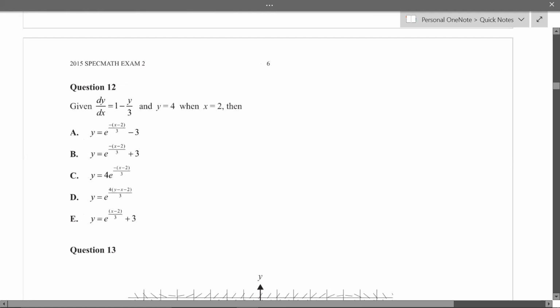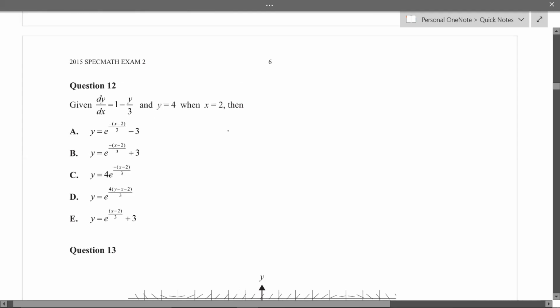So this is just differential equations. So if you have dy dx equals 1 minus y on 3, you can swap or flip it. So dx dy equals, sorry, I'll just write this as a fraction. So 3 on 3 minus y dy, sorry, this is 3.